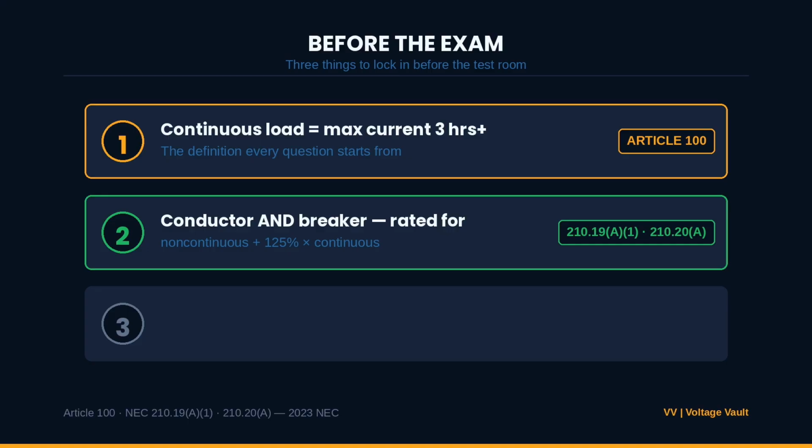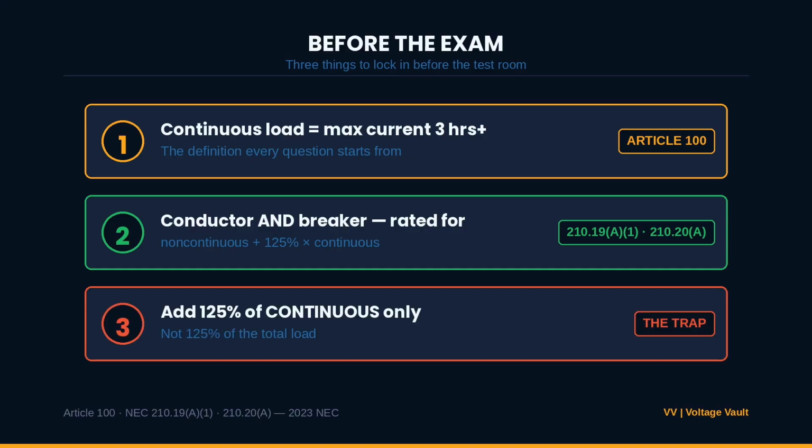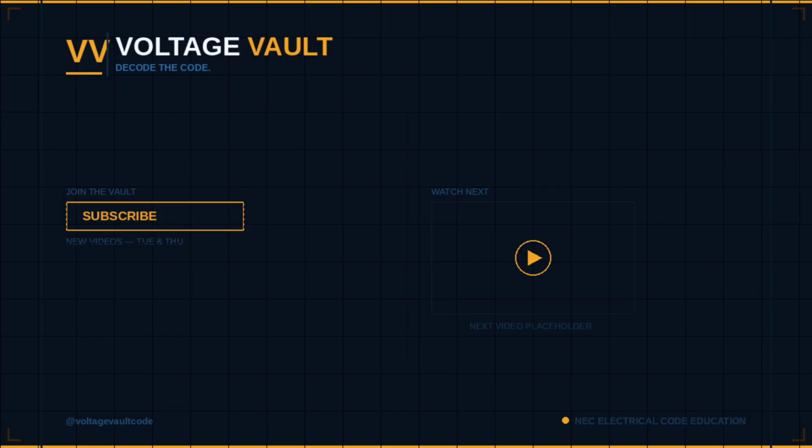NEC 210.19(A)(1) and 210.20(A). Both, not just the wire, not just the breaker. 3. The calculation is non-continuous plus 125% of continuous, not 125% of the total. That distinction is the answer on the exam and the difference in the field.